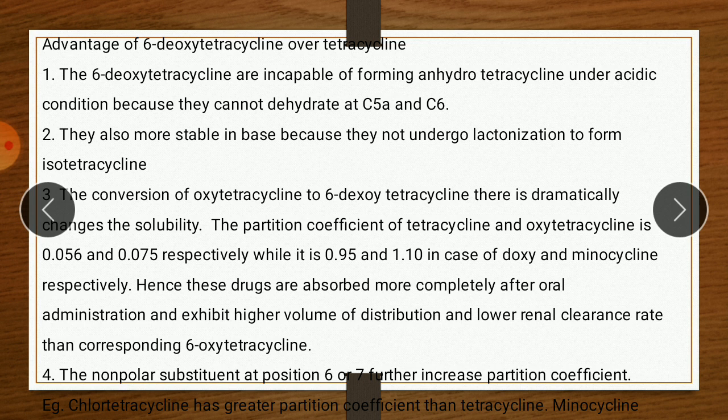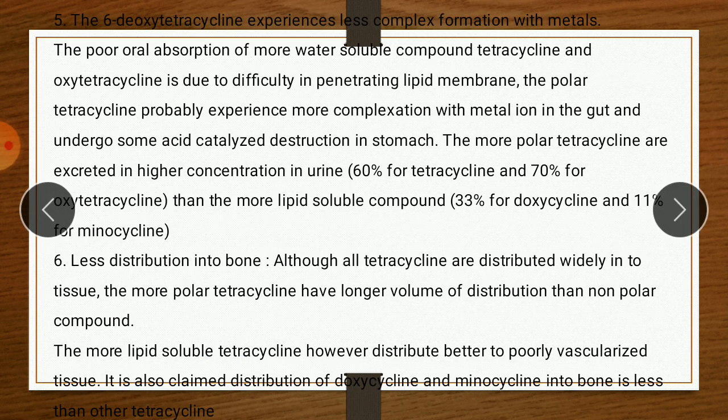Fourth point, non-polar substitution at position 6 or 7 further increases the partition coefficient. The poor oral absorption of the more water-soluble compounds tetracycline and oxytetracycline is due to difficulty in penetrating lipid membranes. The polar tetracyclines probably experience more complexation with metal ions in the gut and undergo some acid-catalyzed destruction in the stomach. The more polar tetracyclines are excreted in higher concentration in urine, that is 60% of tetracycline and 70% for oxytetracycline, than the more lipid soluble compounds, that is 33% of doxycycline and 11% of minocycline.